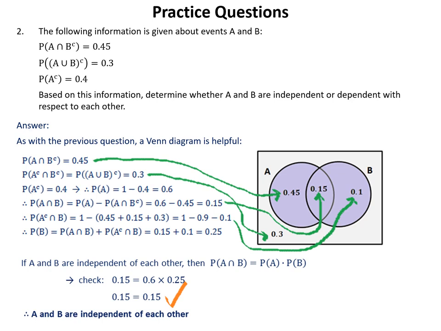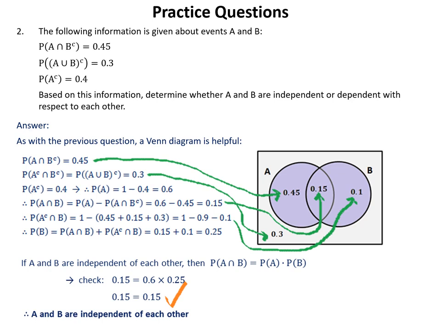Now the last remaining distinct region is the probability of A complement intersect B, which must just equal 1 minus 0.45 and 0.15 and 0.3, which equals 1 minus 0.9, which equals 0.1. So now we have a complete Venn diagram.